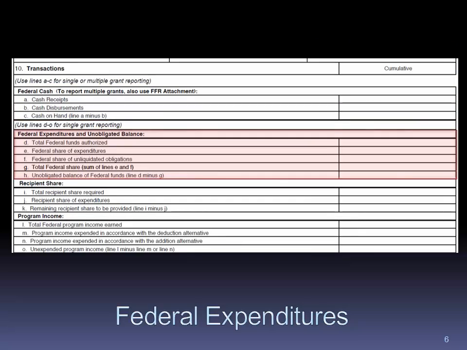Reporting now on your federal expenditures. For 10D, you're going to enter the total amount of federal funds that you're authorized, and this is going to be the same amount as box 20 in your Notice of Grant Award.